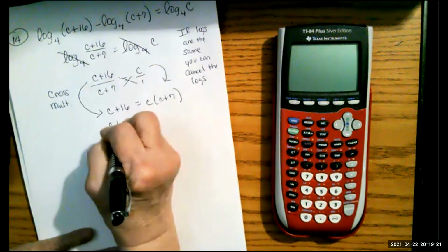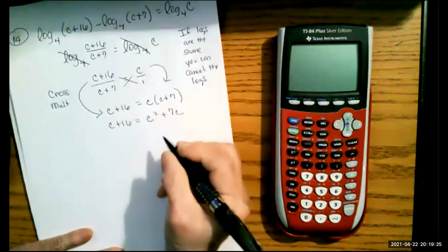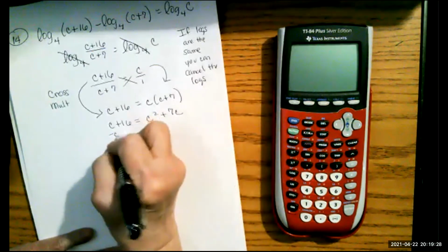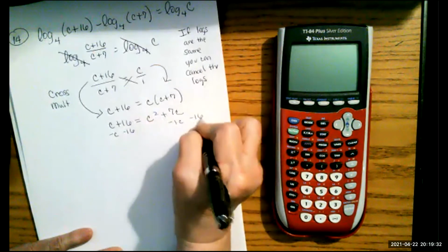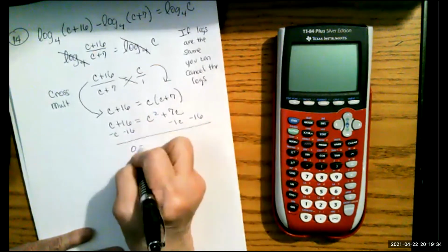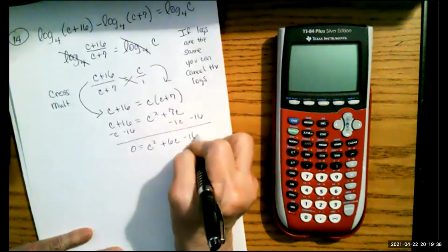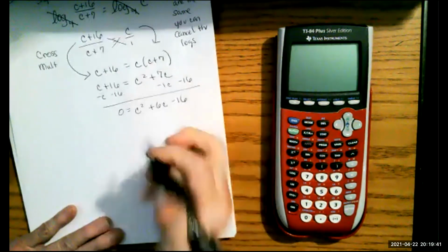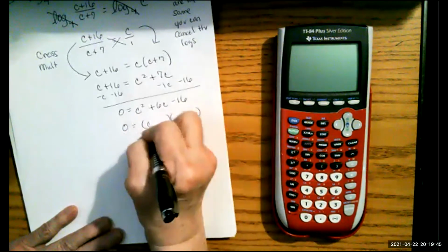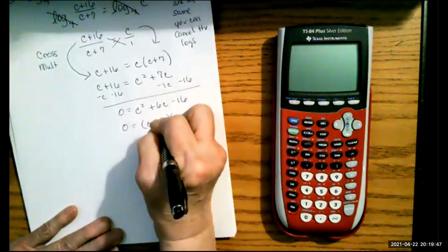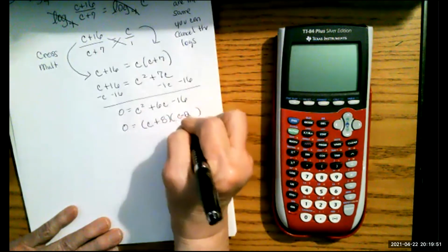So let's see what we have here. We have c squared plus 7c. Subtract off your c and subtract off your 16. And you have 0 equals c squared plus 6c minus 16. c plus 8, c minus 2.